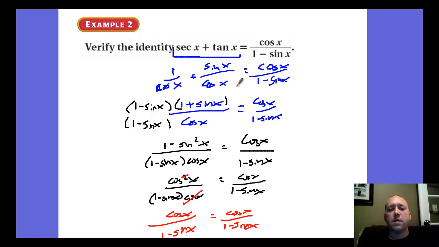Now, if it was me, my personal preference, I would multiply the right-hand side by 1 plus sine x over 1 plus sine x right away, and then I would try breaking that back apart into two fractions. I feel that it tends to be a little quicker when I deal with that difference of perfect squares right away, but it works out either way.